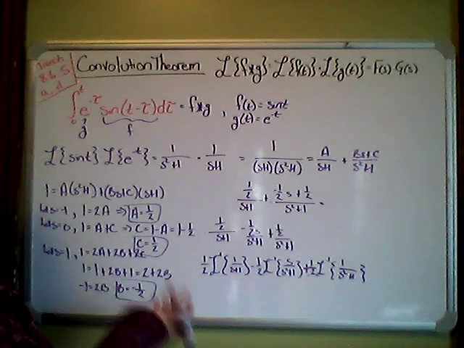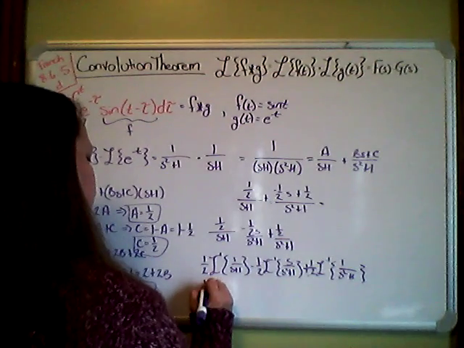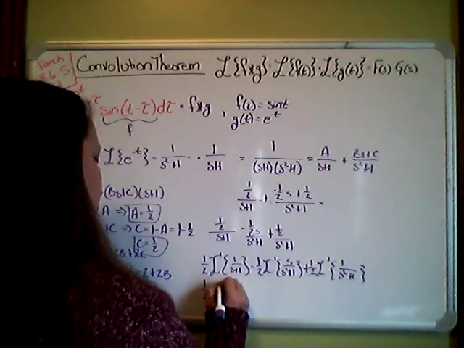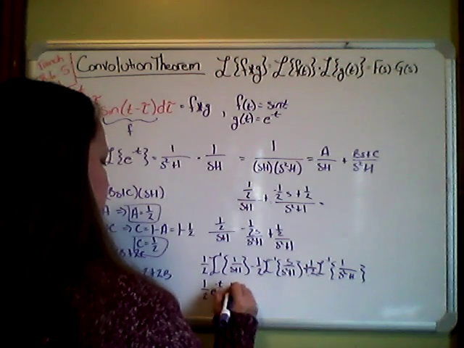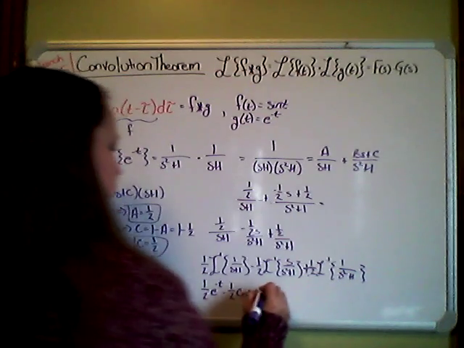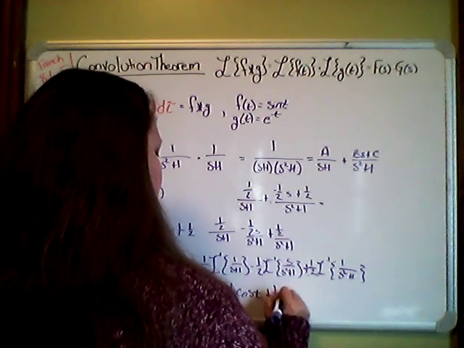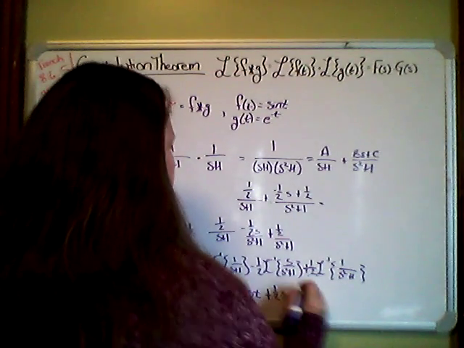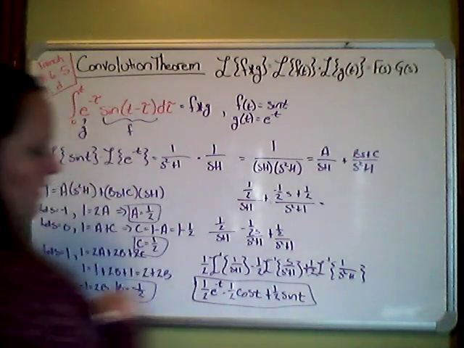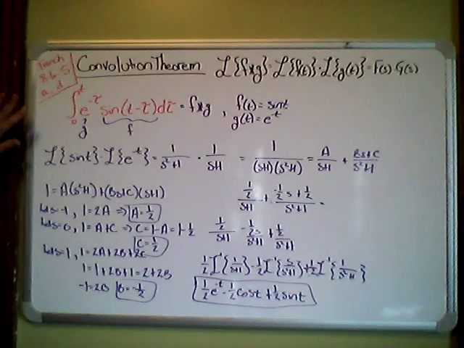All of these are Laplace transforms that we should recognize, so that we end up with 1/2 e to the minus t, minus 1/2 cosine t, plus 1/2 sine of t. And that is a much easier way of evaluating this integral than doing our standard integral evaluation would have been, using the convolution theorem.